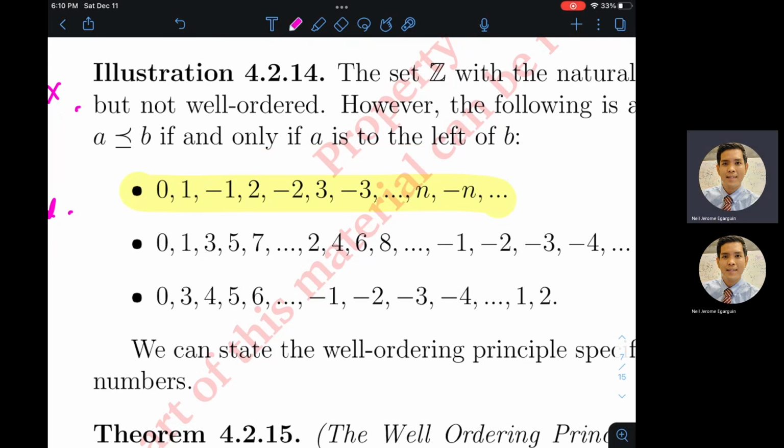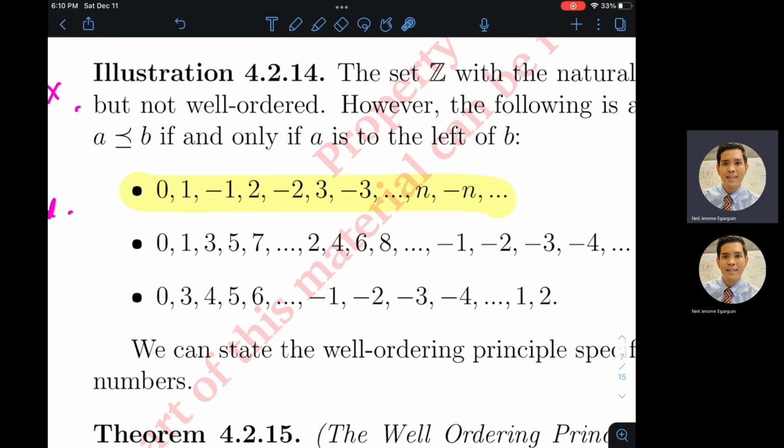So you can pick, say, the subset containing all negative integers. The set of all negative integers, together with the relation in the first bullet, will have a first element, and that is namely -1. But it will not have a last element or greatest element kasi nga, and so on pa yan. If you take the set of all positive integers, then the first element will be 1. Kasi 1 precedes 2, which precedes 3, which precedes 4, which precedes 5, and so on. All right?